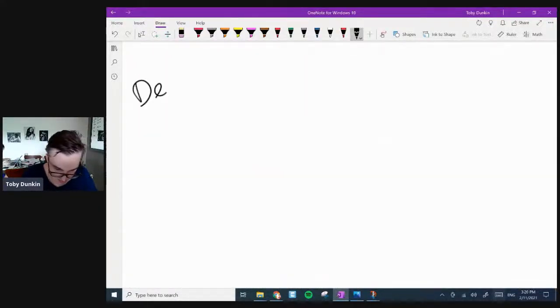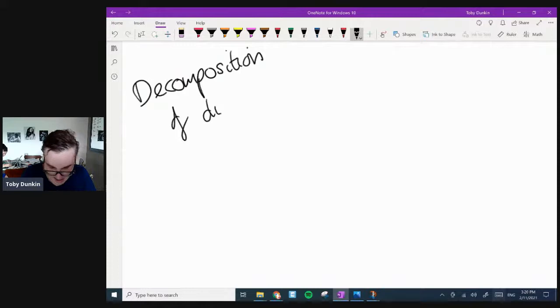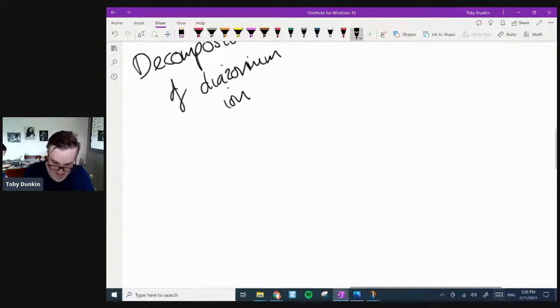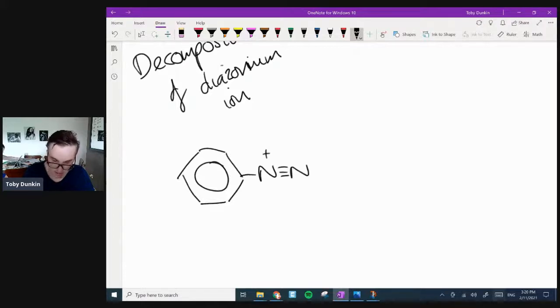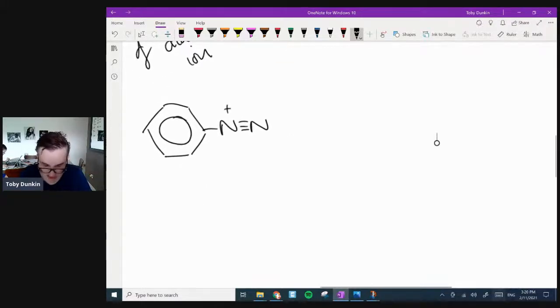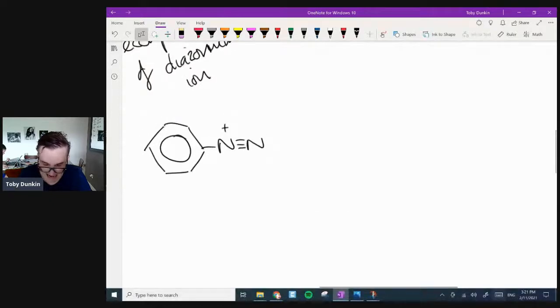So decomposition of diazonium ion. It's nice to now add it, diazonium ion. So let's keep it as simple as possible. Yeah, so 1, 2, 3, positive. Right. It's not really so much decomposing, so much as reacting with water. You do need the water to be there. So it's not really a decomposition.